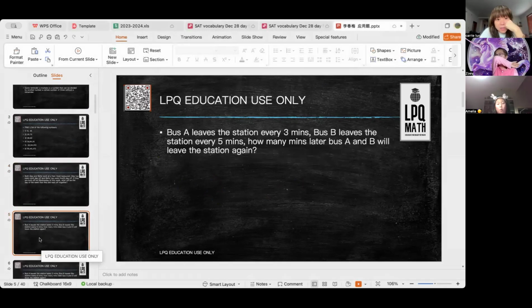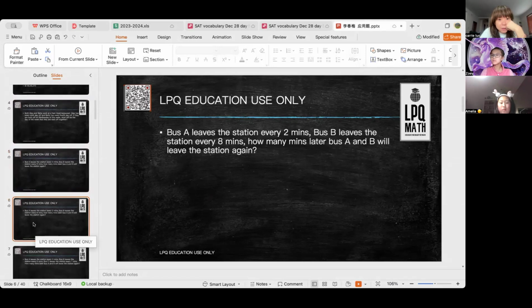Bus A leaves at the station every 3 minutes. Bus B leaves at the station every 5 minutes. How many minutes later will bus A and B leave the station again? Can we have the answer immediately? Yeah. So what is the answer, Amelia? 15. Very good. Okay, so let's take a look at the next one.